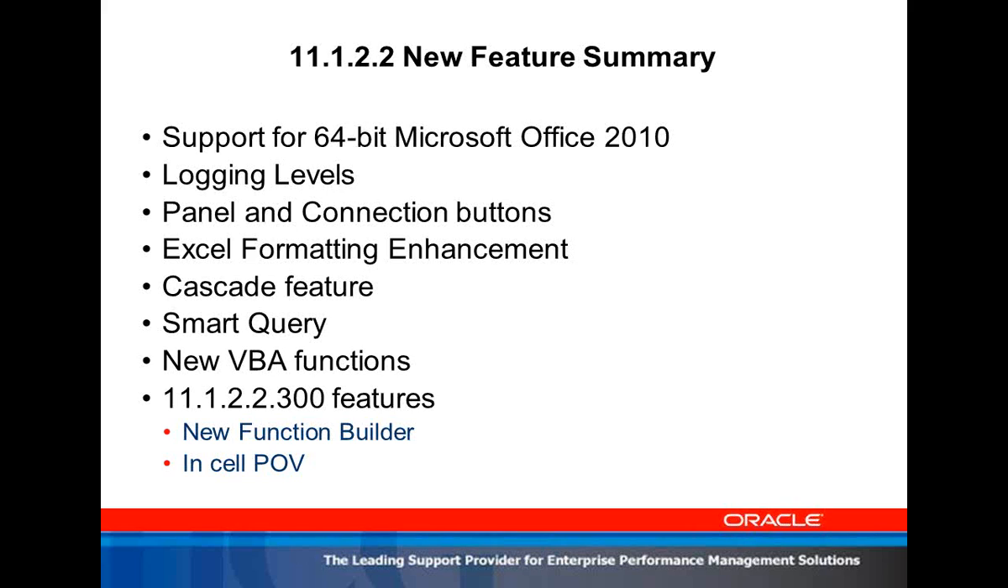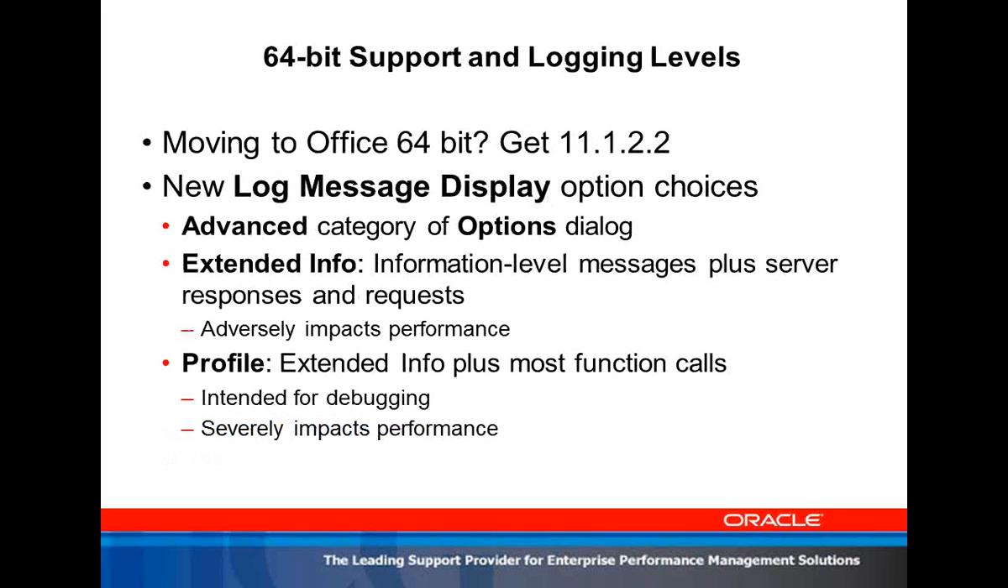And then, as I said in the previous slide, at version 11.1.2.2.300, they added a couple of new features, a newer function builder. The function builder existed in the past, but now there's a newer, sleeker function builder also with some new functions available to build with it. And there's something called in-cell POV. Some of you might be familiar with viewing your POV in the toolbar, and now you can view it on the grid, not only on the grid, but you can access member selection via it on the grid. But I'll show you all of those things coming up.